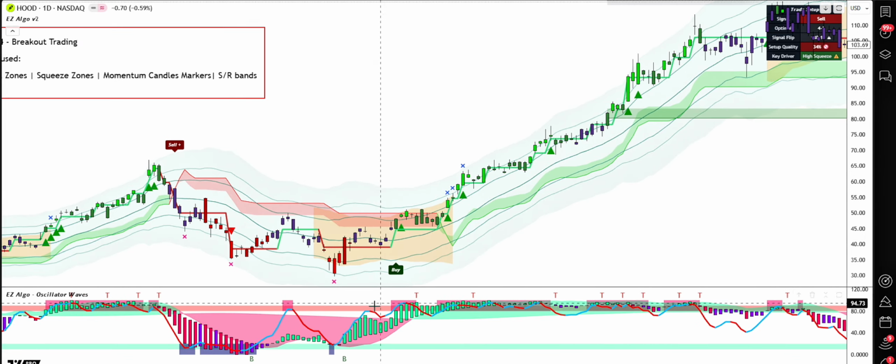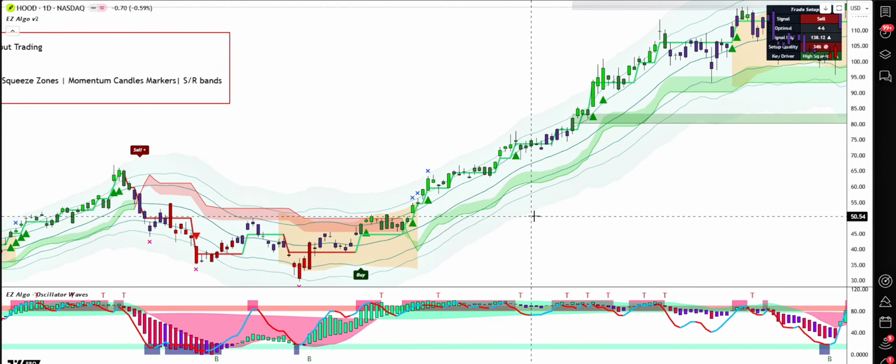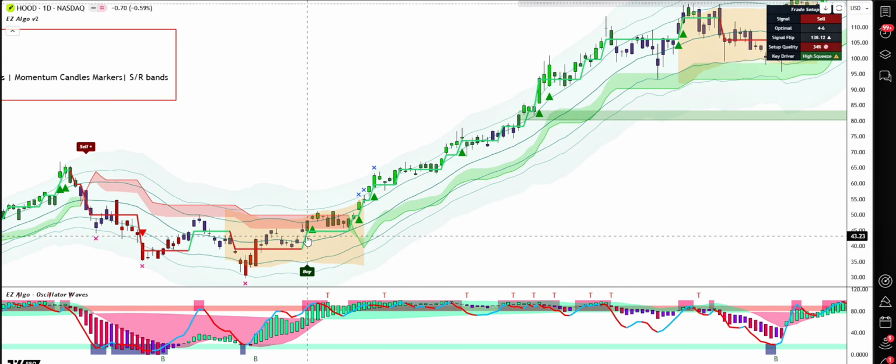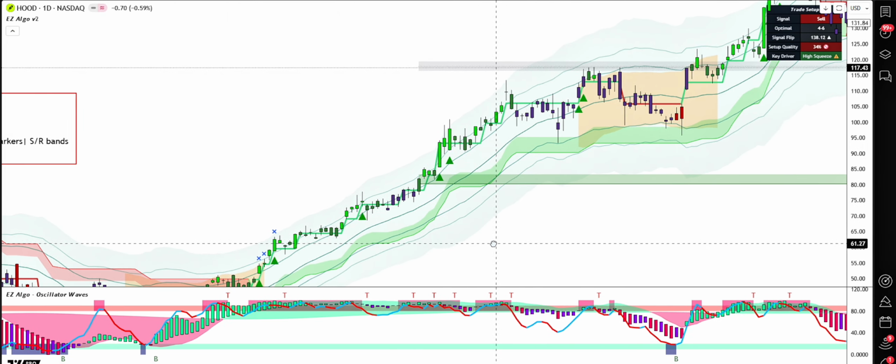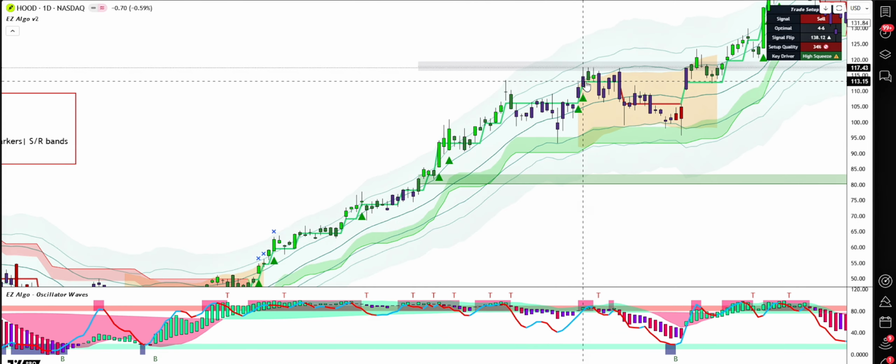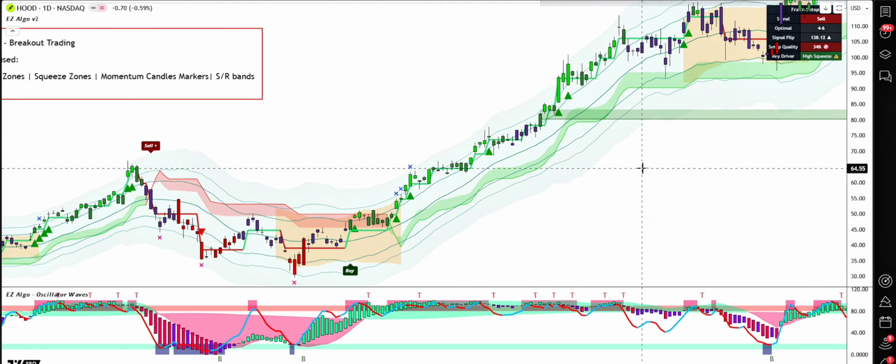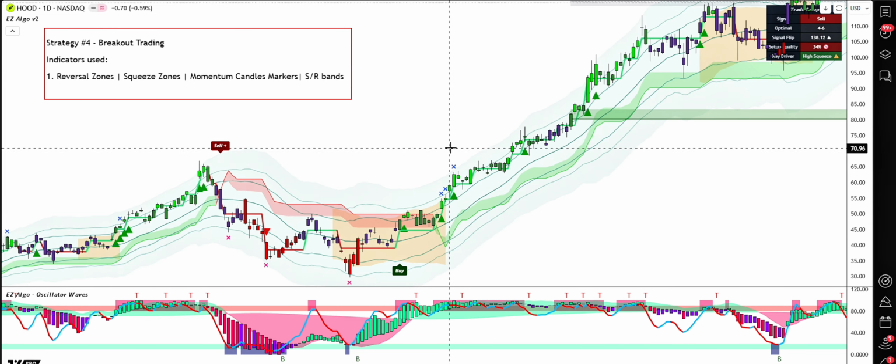And as you can see here, we had bottom markers right here, indicating that this zone is probably going to be a bottom or accumulation, consolidation, whatever you want to call it. Our momentum candle started growing out of here. Price ended up following, right? And then this breakout led a move from 43 all the way up to above 116. It's a pretty solid move on Hood.